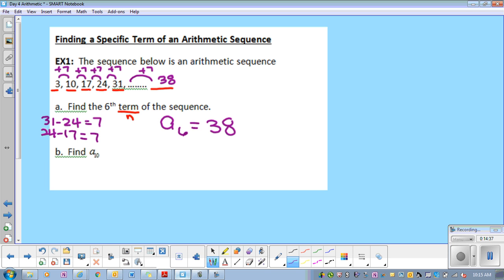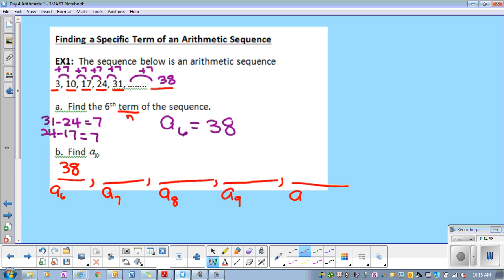Now what do they want you to find? Yeah, the number in the 10th place. So yeah, let's try that. So this is a sub 6, which is 38, right? It's 45. A sub 7, a sub 8, 9, and 10. So you guys do it and tell me what you get.